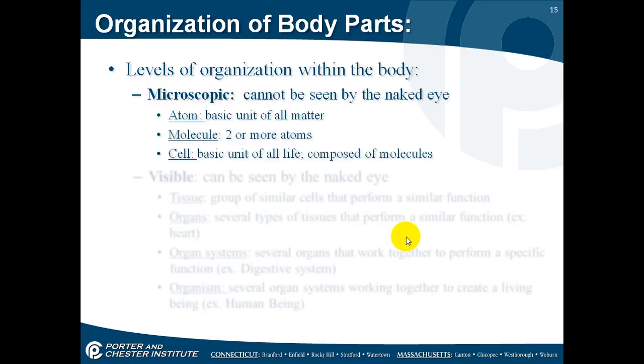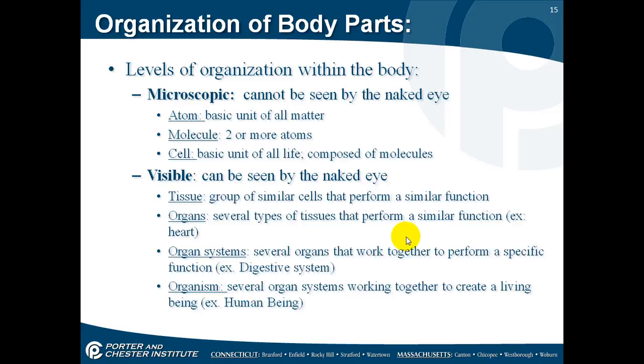Organization of the body. Levels of organization within the body include microscopic, or that which cannot be seen by the naked eye, and that would include atoms, molecules, and cells. Atoms are the basic unit of all matter, of all elements. A molecule is two or more atoms combined, and a cell is the basic unit of life, and that is composed of molecules.